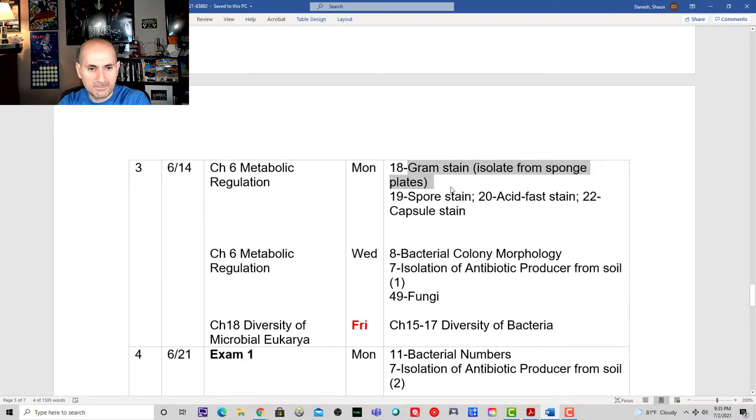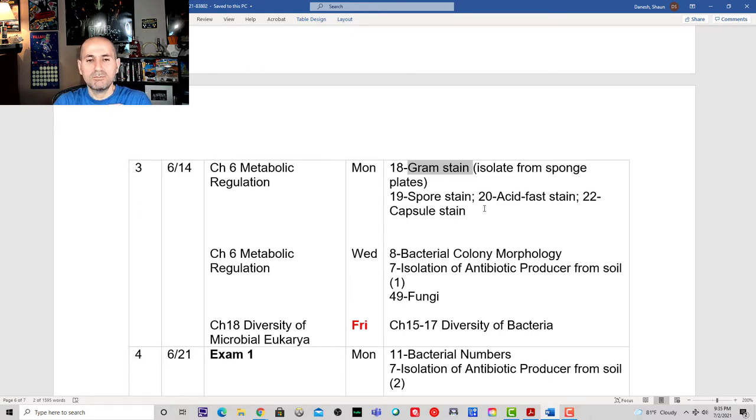Gram staining. Please know about Gram staining. Know all of the reagents. Be able to recite all of the reagents in order. So remember, the primary stain was called crystal violet. Then you had the mordant, iodine. Then you had the decolorizer, acetone alcohol. And then you had your counterstain or secondary stain, which was safranin. Please know it in that order.